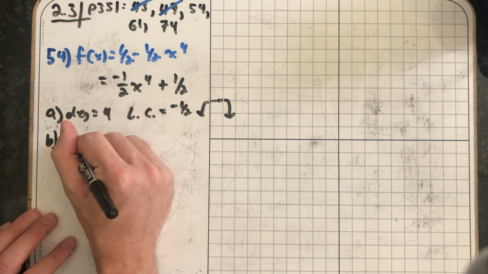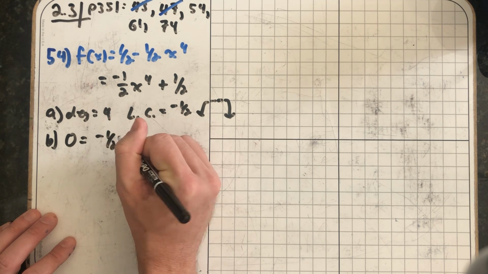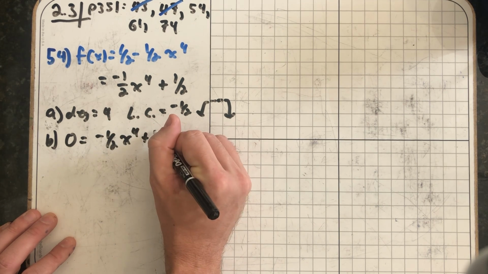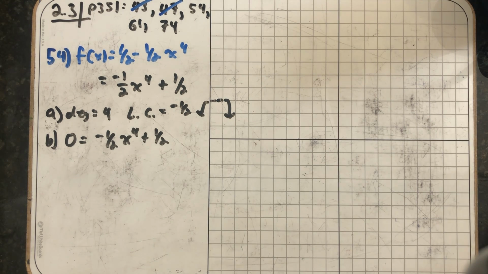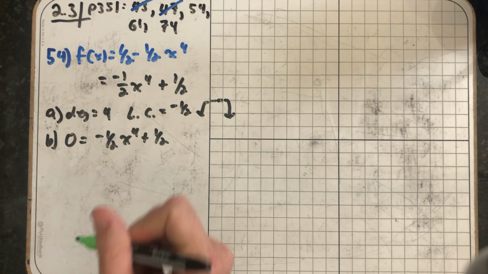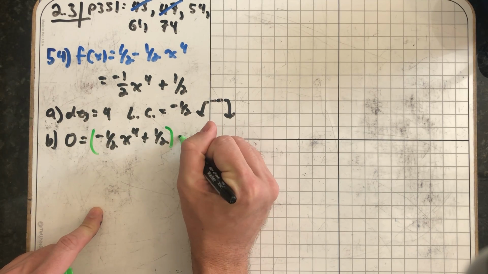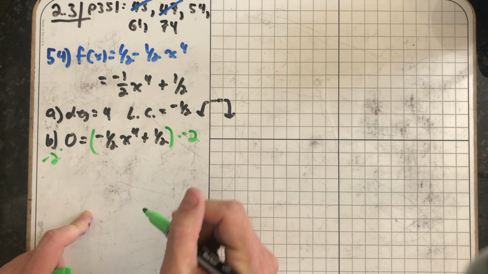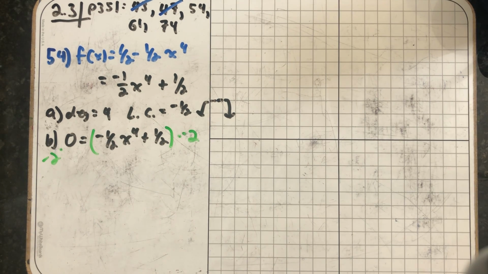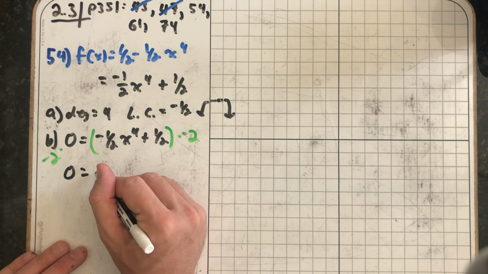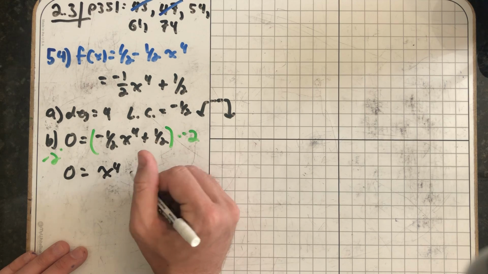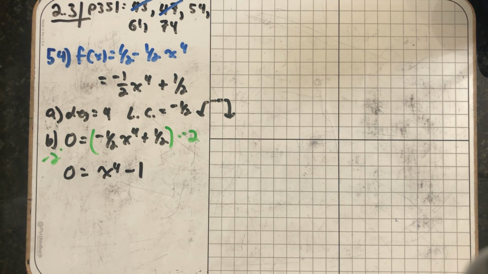Part B, I'm asked to find the zeros of the function. Alright, I could factor out a 1/2. What I'm going to choose to do instead is to imagine I actually multiply everything by -2. You could also think about dividing by -1/2. This is going to help me get rid of any fractional expressions. So 0 is equal to, and I carry that -2 through, and I would just get x to the 4th and a -1. And that's going to let me factor that pretty easily.